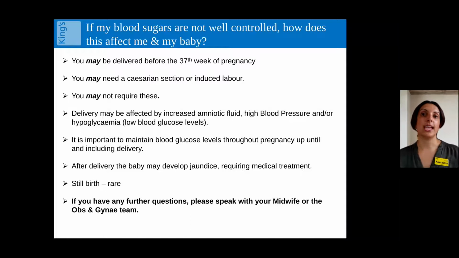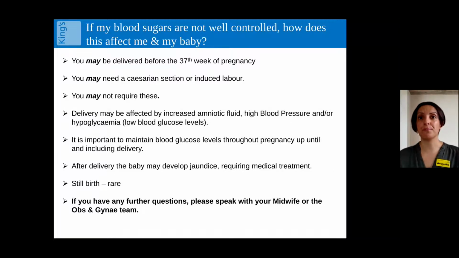Now, after the birth, if the baby is moving from a high glucose environment in your womb to a lower glucose environment after the birth, the baby might experience something called hypoglycemia. So this is where the baby's glucose levels take a slight dip. And for this, a bit of medical attention might be needed just to stabilize the baby's glucose levels. Jaundice is another health condition that may affect the baby after the birth. And this is where the baby gets a yellowing discoloration of its skin and eyes. And again, might just need a bit of medical attention on the ward to stabilize this.